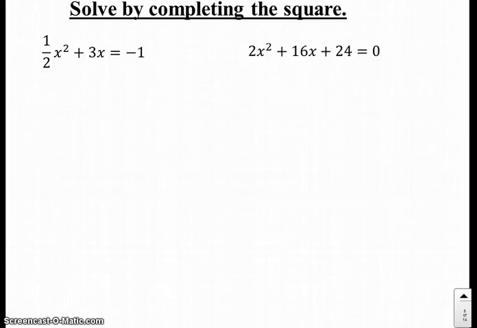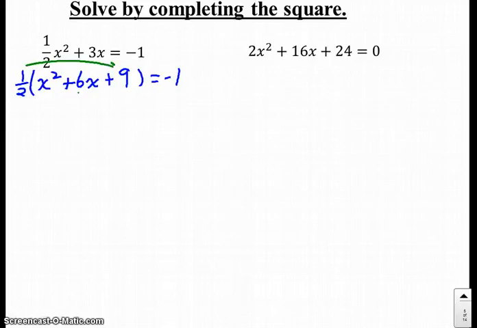A half x squared plus 3x equals negative 1. Again, step 1, I want to factor out the 1/2. So 1/2 divided by 1/2 leaves me 1x squared. 3 divided by 1/2 is 6. And again, I take half the middle term. So half of 6 is 3. 3 squared is 9. I add 9 to the left side. I must add 9 times 1/2, or 9/2 to the right side.